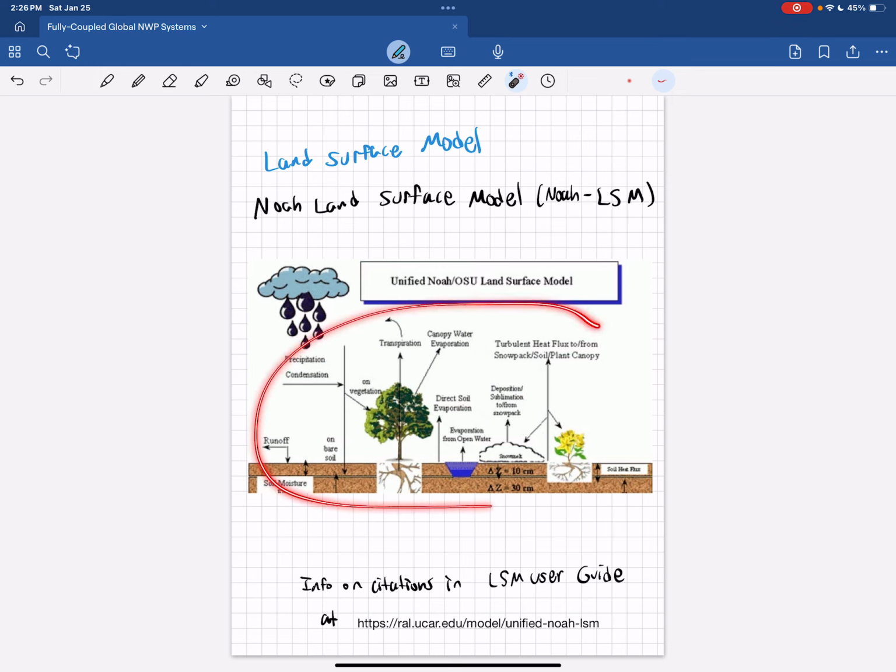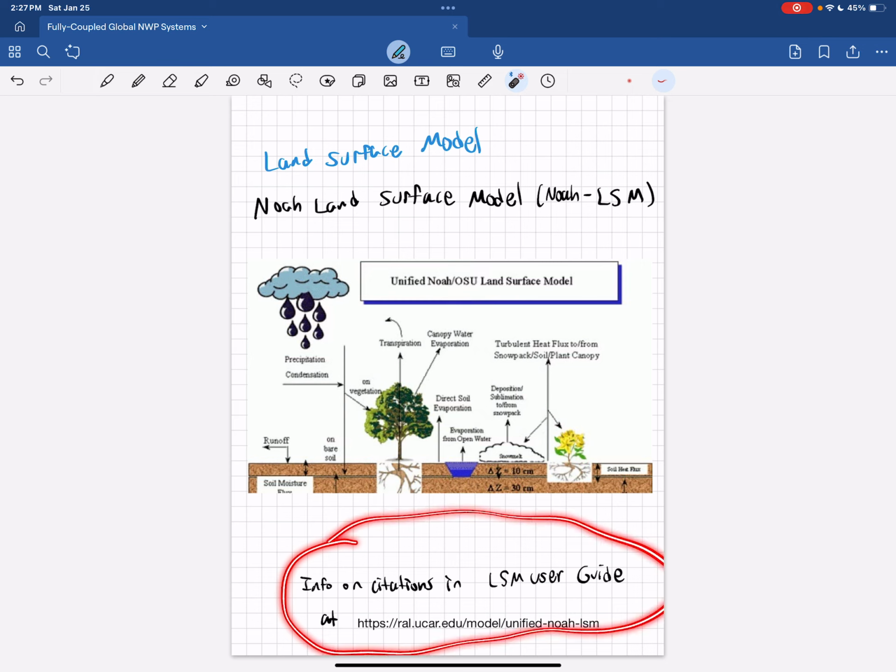Kind of like we talked about earlier, they try to take into account all these processes, and a lot of new stuff is trying to do it for frozen soil and snow, mountain snow, sea ice, etc. There's more information on all the citations for this, because this is a huge project that combined a lot of different parameterizations into one model. So there are like tens of, maybe even 100 citations to look at for that.